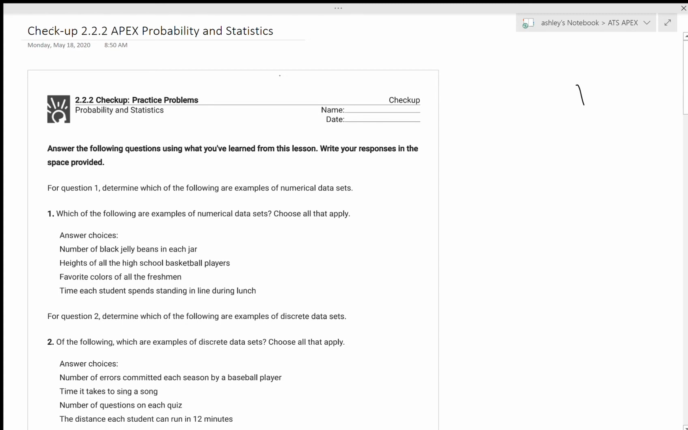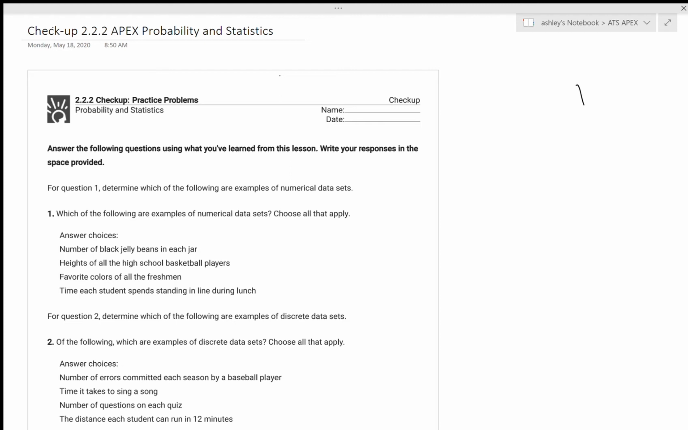Alright, so today's work is on 2.2.2 for Apex Statistics. This unit is really, again, kind of like definitions and some plots. So we'll go through some of this so you can get a general idea of what you're doing.